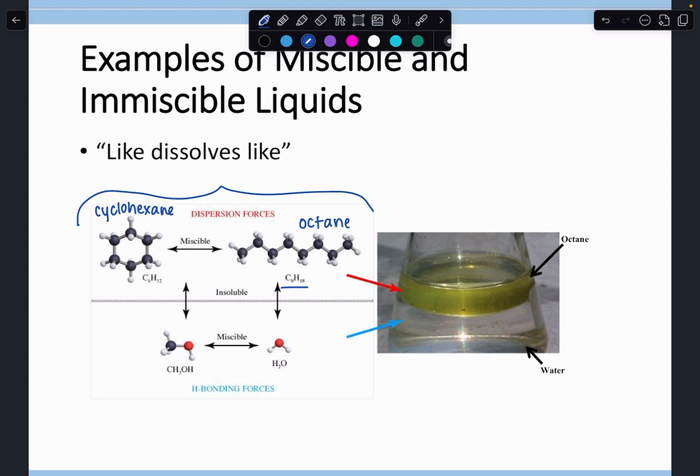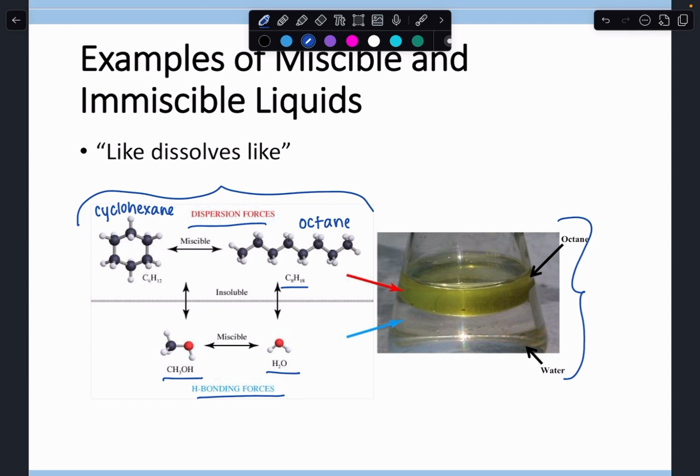They are miscible with each other because they both have dispersion forces. Then on the bottom, we have methanol and water. These both have hydrogen bonding interactions, so they are miscible with each other. But ethanol and water are insoluble, or immiscible with cyclohexane and octane.